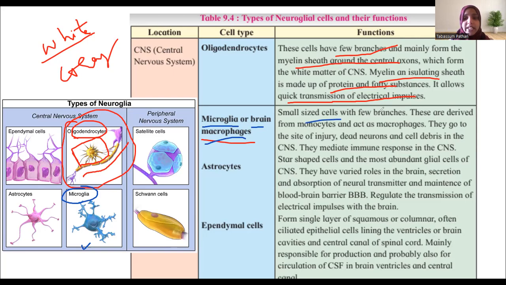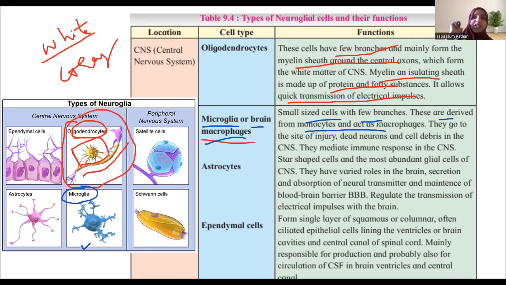They are small in size with few branches. They are derived from monocytes and act as macrophages. Remember, in the previous chapter we talked about the different types of immune cells under white blood cells. You have monocytes, lymphocytes, then eosinophils, basophils. So it's derived from the monocyte, which all act as macrophages.